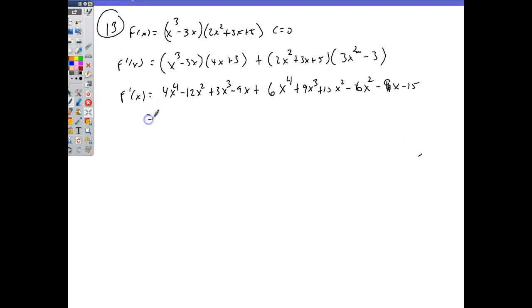So your end game is the derivative. If you've done the product rule, you have the derivative already done. I'm doing product rule.